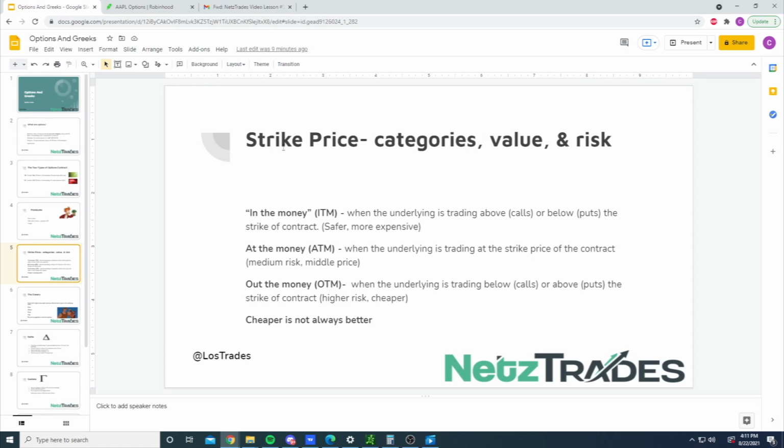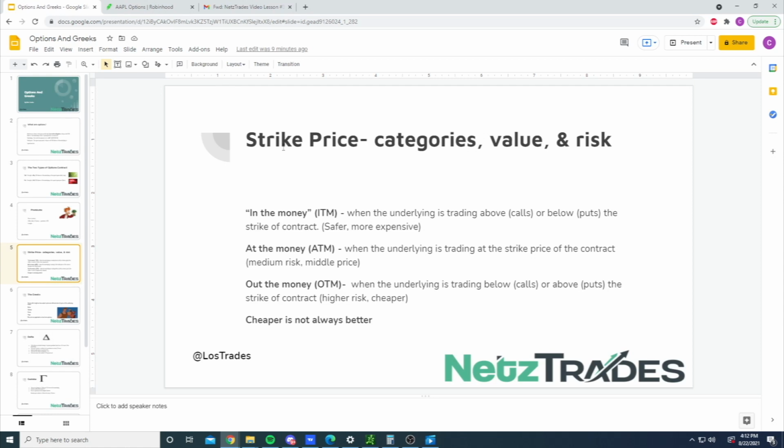Then you have OTM, out of the money. This is when the underlying is trading below, in the case of calls, or above, in the case of puts, the strike of the contract. These are higher risk and cheaper. The reason they're higher risk and cheaper is because if you were to exercise your right to buy or sell the 100 shares with the options contract, you would be buying or selling at a worse price than what the stock is currently at.